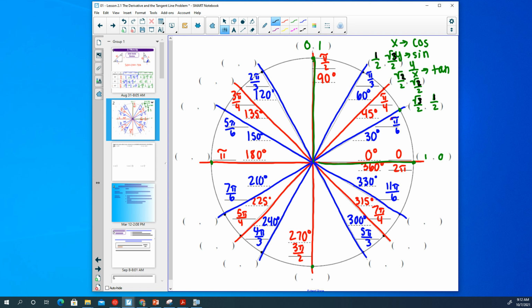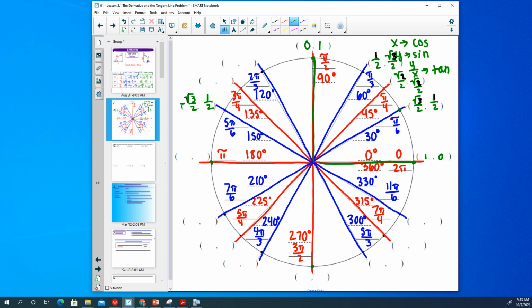Okay. So then all of these other ordered pairs are literally those same values, just positive or negative depending on what quadrant they're in. Okay? So think of 150 degrees as your 30-degree angle that's in quadrant 2. So it's the same ordered pair. Square root of 3 over 2, 1/2. However, in quadrant 2, I would have a negative x coordinate, but still a positive y coordinate.